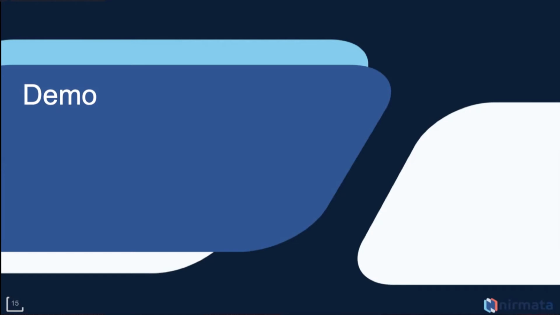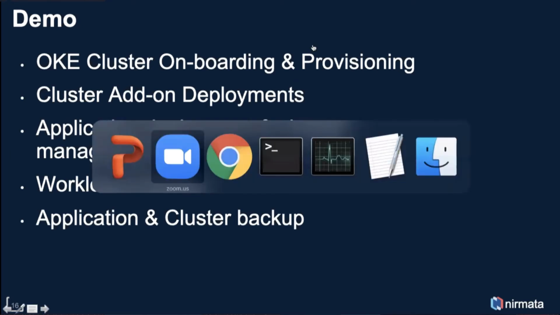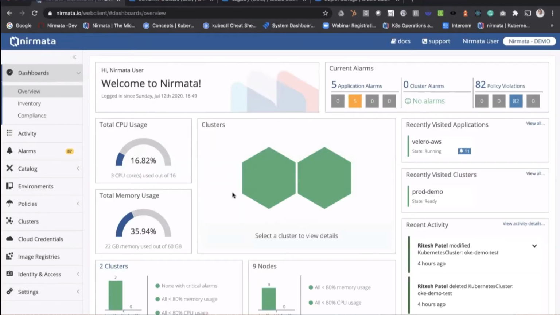So that's a quick overview of Nirmata and what we do and how we work with Oracle. Next, we're going to jump into a short demo. And in the demo, I'll try and cover some of these capabilities in Nirmata. We'll start with creating an Oracle cluster, and then look at how add-ons can be deployed in the cluster, how applications can be deployed, and quickly look at policies, as well as look at the backup for your clusters. So let's jump in.